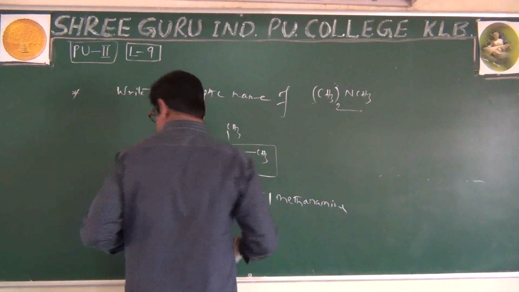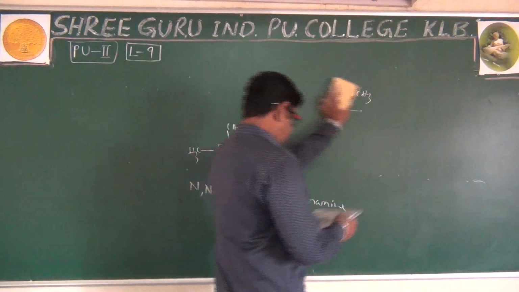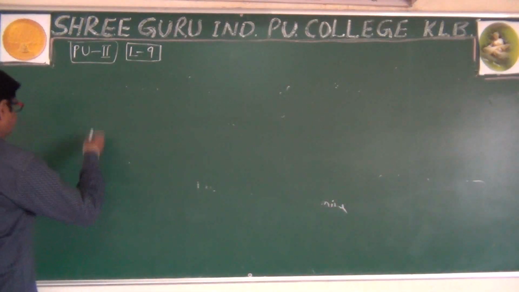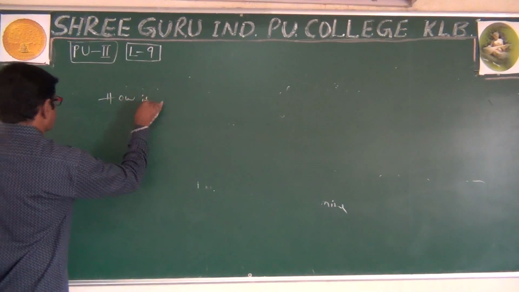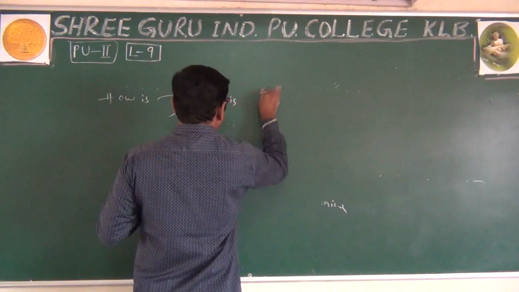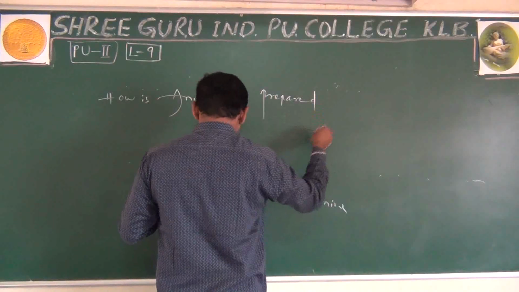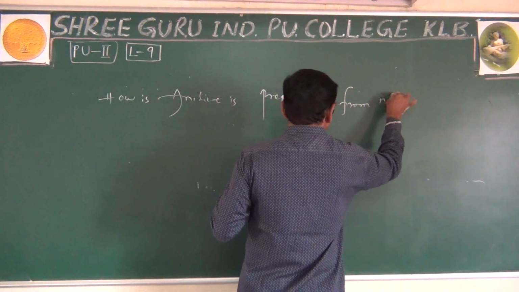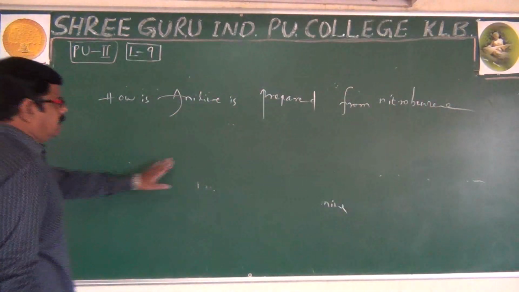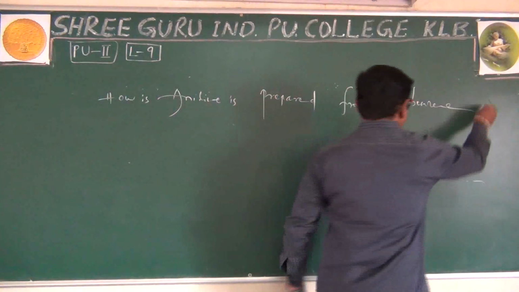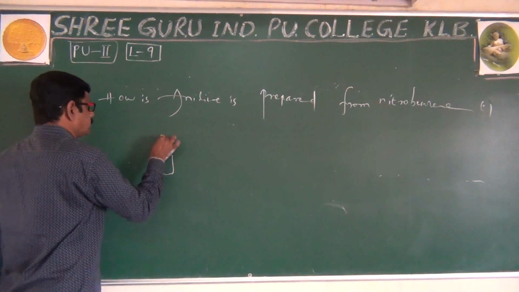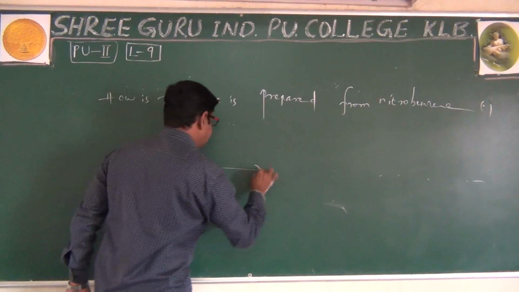Next question is a very simple question. Next one. It is again 1 mark. How is aniline prepared from nitrobenzene? That's it. Very simple. It is also a 1 mark question only. We'll write first nitrobenzene, and we should convert it to aniline.